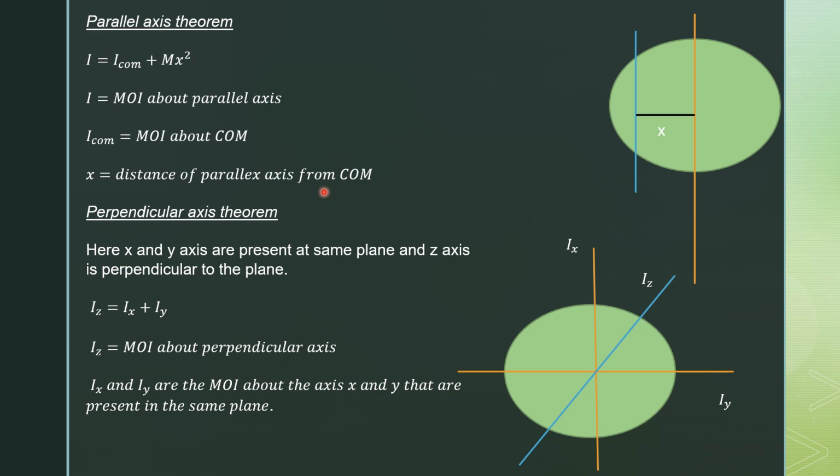Then our next theorem is the perpendicular axis theorem. Here x and y axes are present in the same plane and z axis is perpendicular to the plane. So let here is our body, and here Ix and Iy are the two axes that are present in the same plane, and here Iz is perpendicular to both of these axes. So here we can write Iz is equal to Ix plus Iy, where Iz is the moment of inertia about the perpendicular axis and Ix and Iy are the moments of inertia about the x and y axes that are present in the same plane.